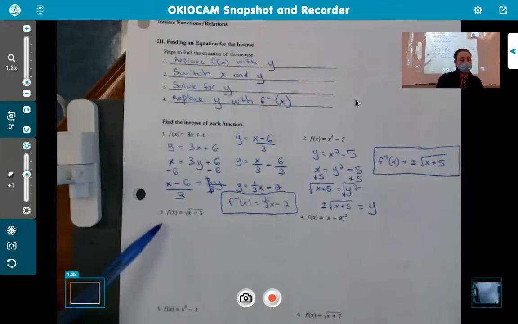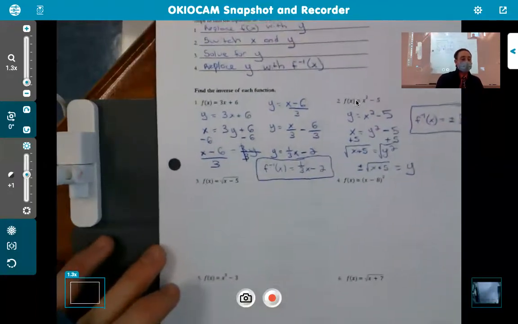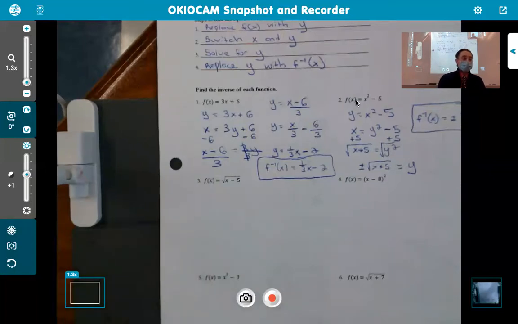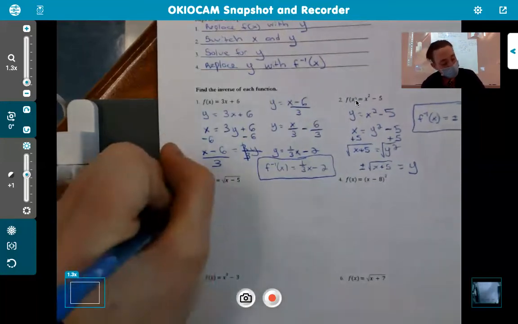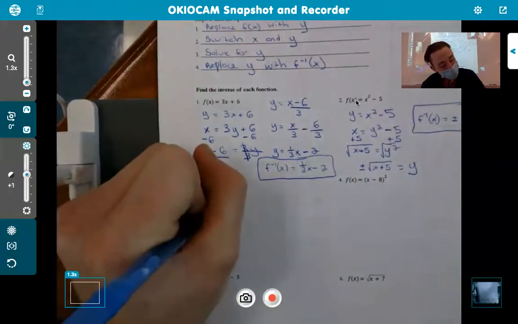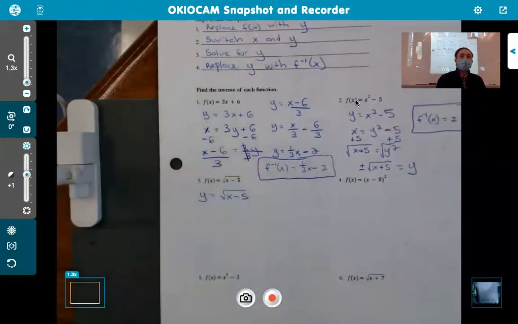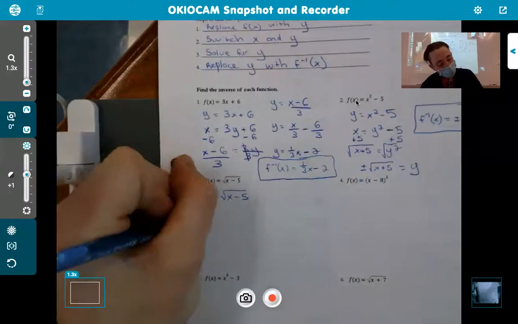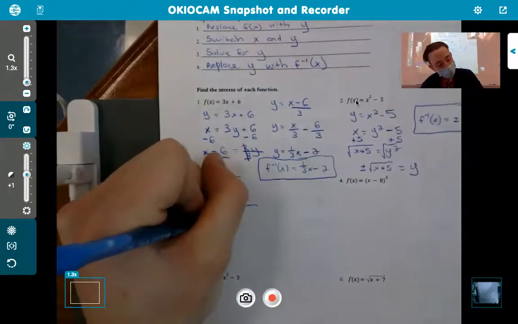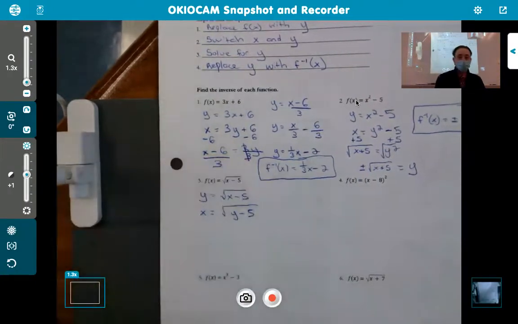All right, let's take a look at example 3. Hopefully we understand the process by now. What's the first thing that I need to do? Right, change the f of x to a y equals. And I have a square root of x minus 5. What does step 2 tell me I have to do? Switch x and y. So now I have x equals square root of y minus 5. Good.